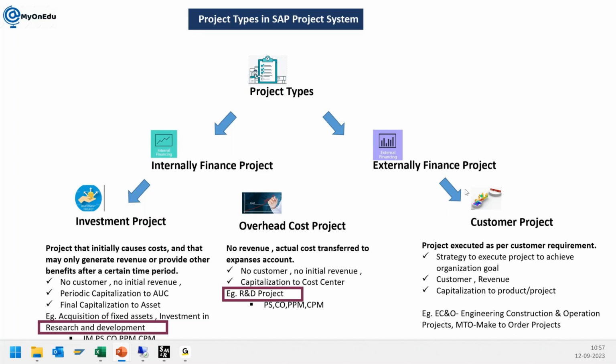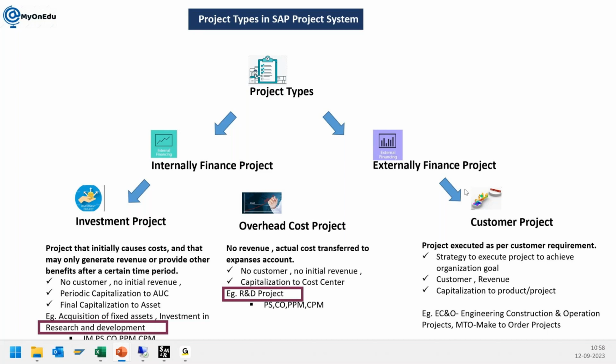Examples here are engineering, construction and operation projects, and make-to-order projects. Mostly you will see the customer project in engineering domain companies, like the companies who build plants, or who build big machinery like turbines and boilers based on the customer requirement, big product construction companies and the like.